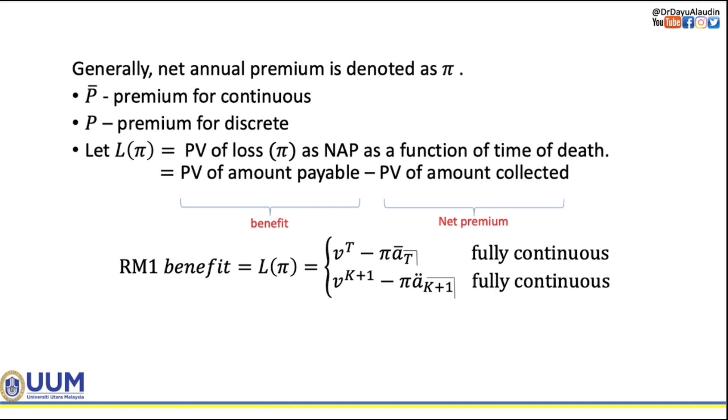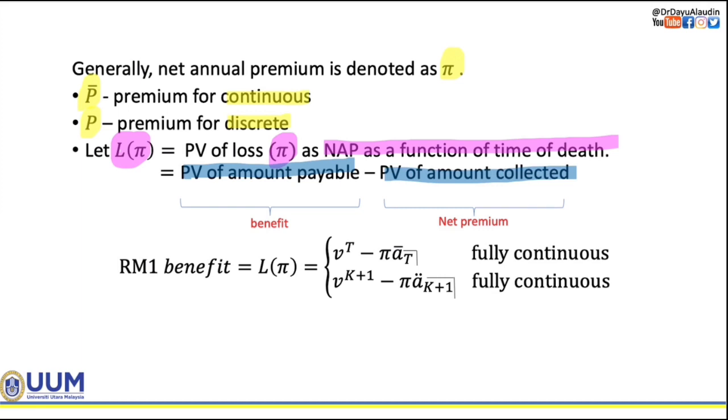Generally, net annual premium is denoted as P. So P with the bar is for premium for the continuous case, and P without the bar is for the discrete case. So this is the function, L, the present value of loss with net annual premium, as a function of time of death, which is the present value of amount payable minus the present value of amount collected.